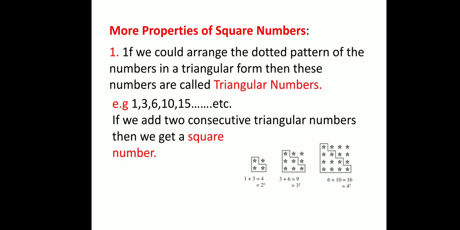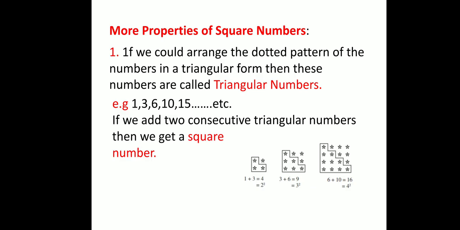The very first property is if we could arrange the dotted pattern of the numbers in a triangular form, then these numbers are called triangular numbers. It means if I am arranging the numbers like 1, 3, 6 in the form of a pattern, if I am arranging the dotted pattern of the numbers in the triangular form, then these numbers are known as triangular numbers.